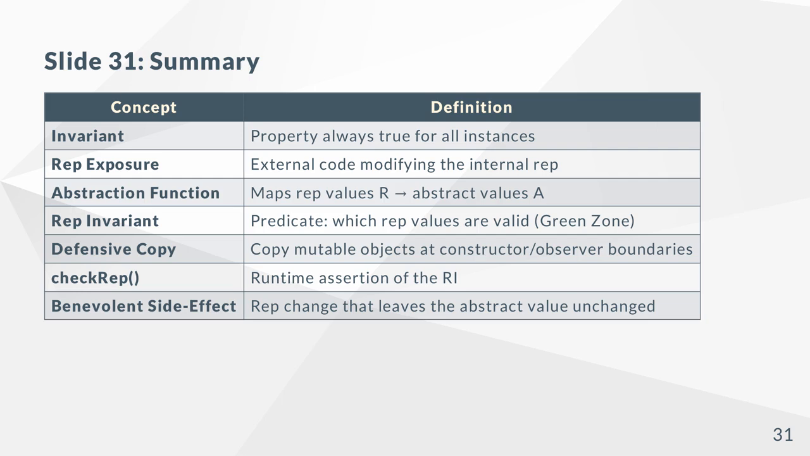Let us summarize the key ideas. An invariant is a property always true for all instances. Rep exposure occurs when external code can modify the internal rep. The abstraction function maps rep values to abstract values. The rep invariant is a predicate defining which rep values are valid. Defensive copying protects mutable objects at constructor and observer boundaries. CheckRep asserts the RI at runtime. And a benevolent side effect is a rep change that leaves the abstract value unchanged. Together, these tools let you reason rigorously about correctness.